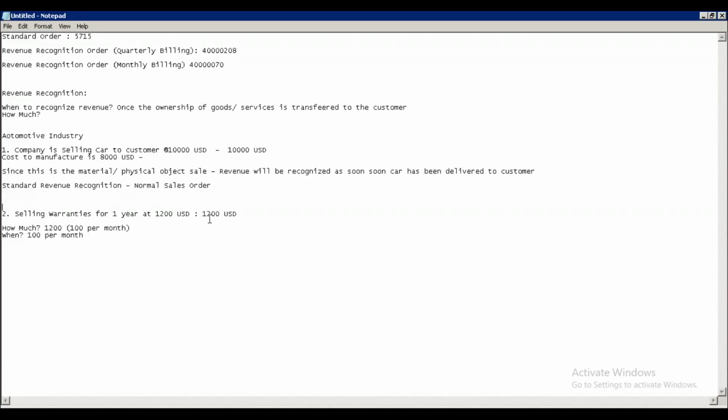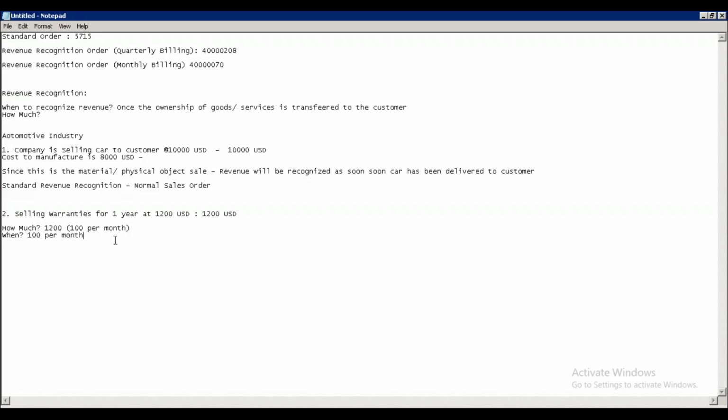So the total contract price is 1200 USD, and since you are providing this for 1 year, the system should automatically calculate how much of this 1200 should be divided into different periods and when exactly the posting should take place in the system. We'll talk about how it will do that, but this is a requirement. We want to post 100 per month automatically from the system. So how will the system do this?